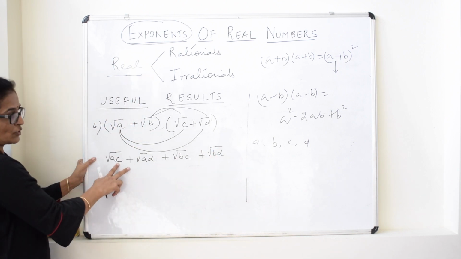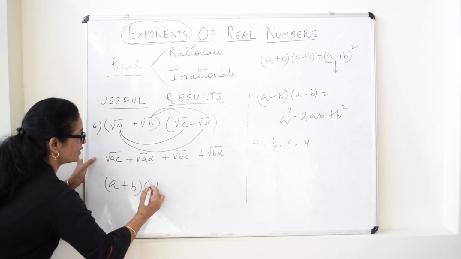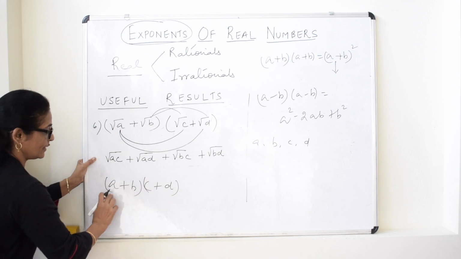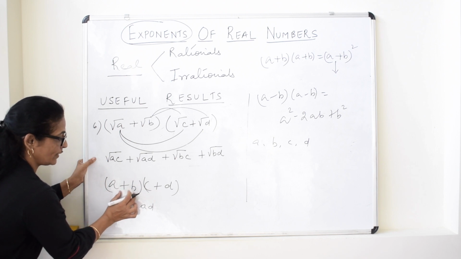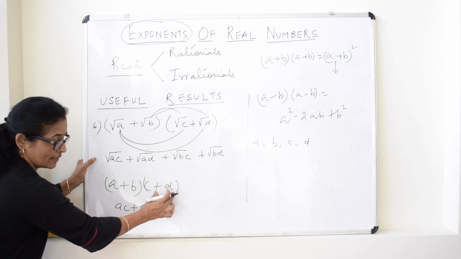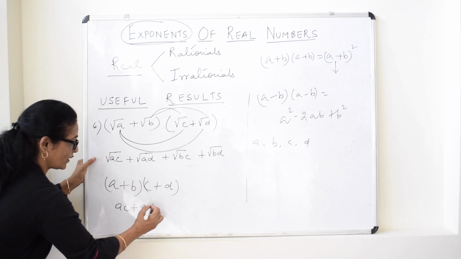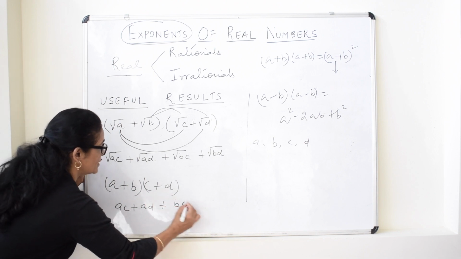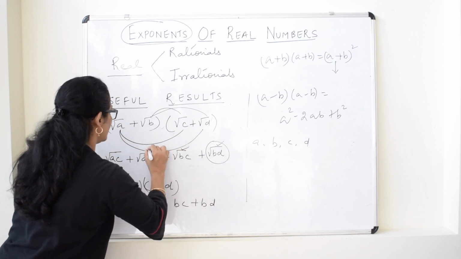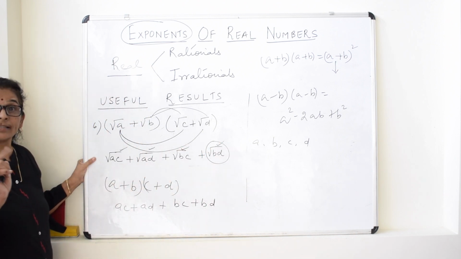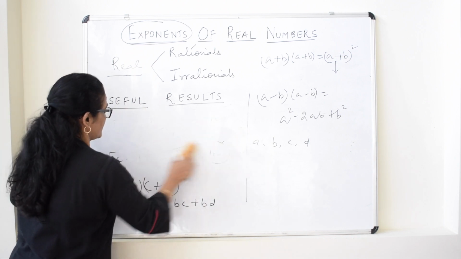So this is the expansion of something like (A + B) into (C + D). Same thing, AC + AD. Okay. Means what we are doing over here? (A + B) multiplied by (C + D). So A will be multiplied by C as well as D. So AC + AD. Okay. And plus B into C will be BC plus BD. The only difference is the difference of this radical sign. Otherwise, the law is same. Is it clear?